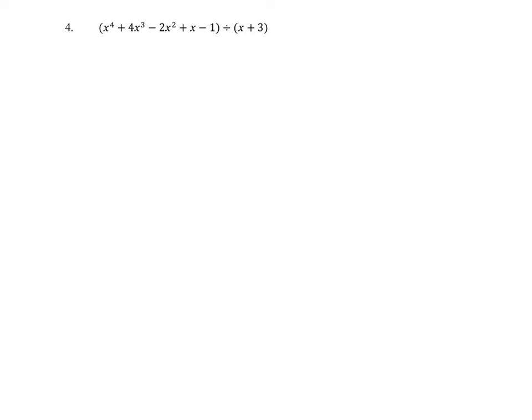All right, guys, this is homework question number 4. Our function is x to the 4th plus 4x cubed minus 2x squared plus x minus 1. So it's a quartic, and that's being divided by x plus 3, so we know that this has to go inside the house. So if that's what's going inside the house, then x plus 3 needs to go outside the house.